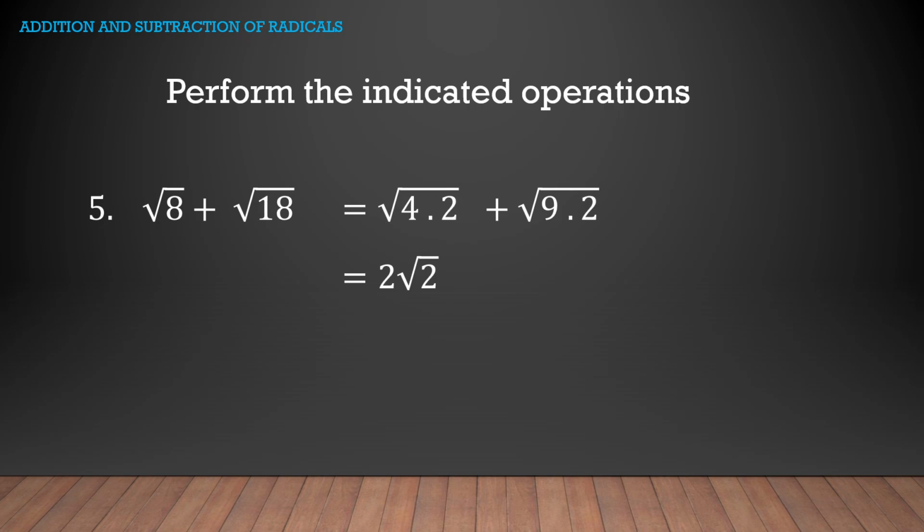Because 4 is a perfect square and also 9 is a perfect square. So the square root of 4 is 2, then we have 2 square root of 2. Then the next one, square root of 9 is 3, then we have 3 square root of 2. Then we have to combine this. So we have the same radicand, and then 2 plus 3 is equivalent to 5. So we have the answer of 5 square root of 2.